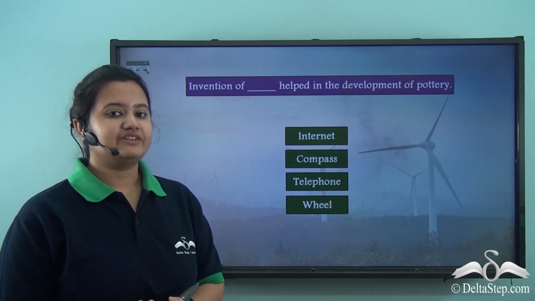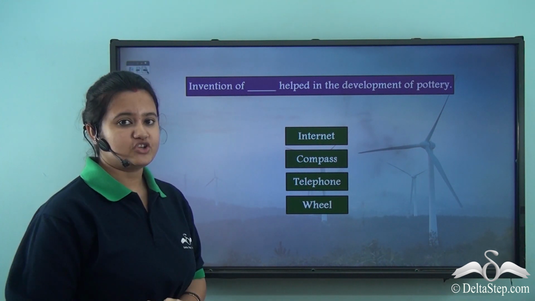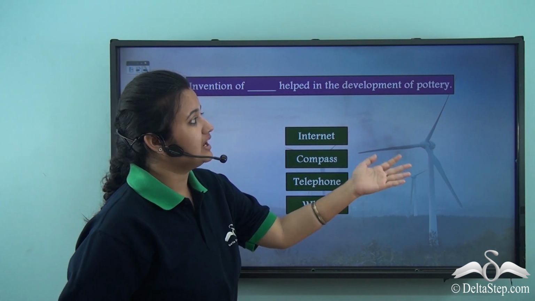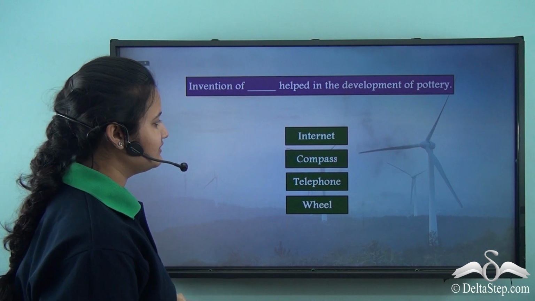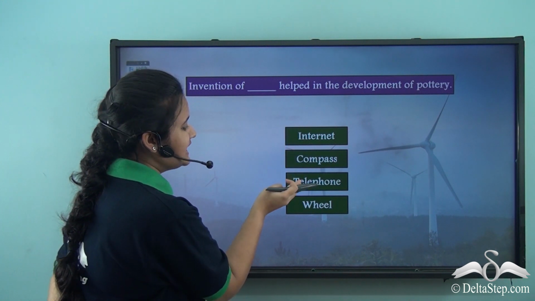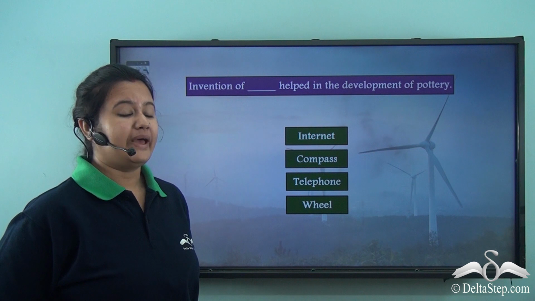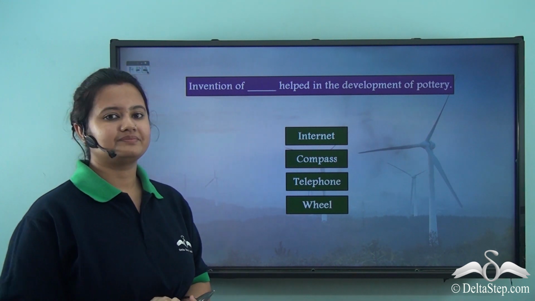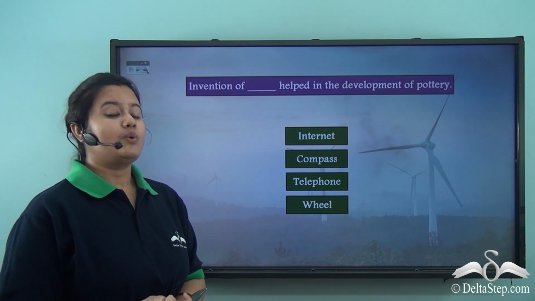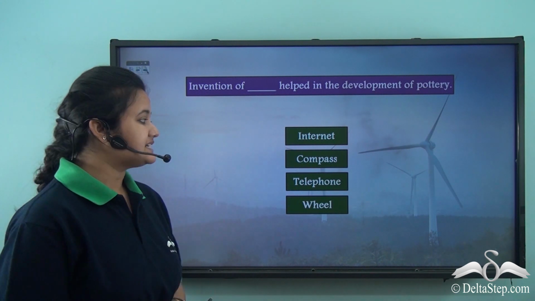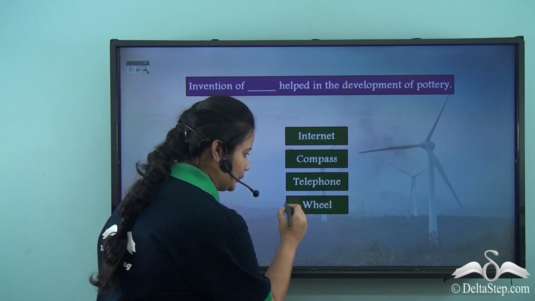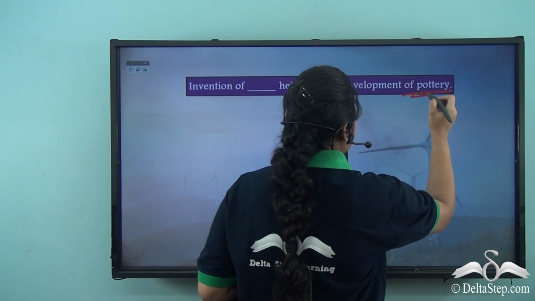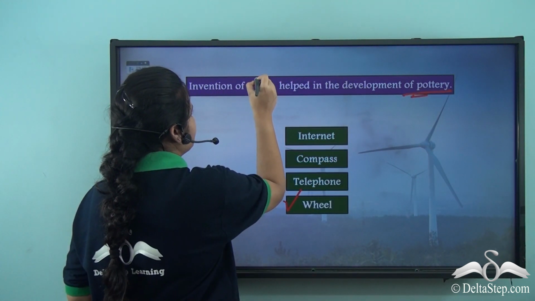Now, before proceeding with our lesson, let us try to answer this objective. It says, invention of dash helped in the development of pottery, and the options given are internet, compass, telephone or wheel. Which of these options do you think is the correct one? We just learned that the invention of the wheel helped in the development of pottery. So, the correct option is wheel.